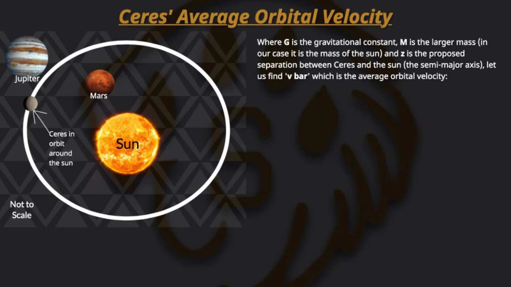For the mass of Ceres, you'll find that when you look at Newton's law of gravitation, you might see the smaller m as well being included, and that smaller m will represent the mass of Ceres. That's for extra information. You don't need that for now, but just so you know. And z is the proposed separation between Ceres and the sun, which we defined as the semi-major axis. Let us find v bar, which is the average orbital velocity. Apologies for the spelling of axis. It's supposed to be A-X-E-S, exactly, not I.